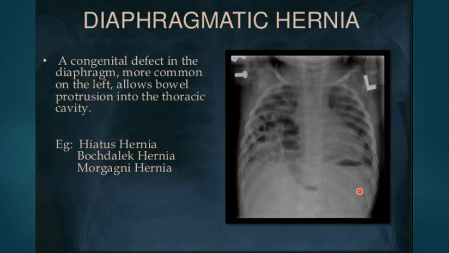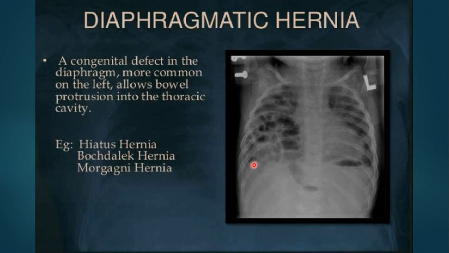What do we mean by diaphragmatic hernia? Diaphragmatic hernia is a congenital defect in the diaphragm. It's more common on the left side. In this defect, there is a hole, an opening in the hemidiaphragm that will allow the bowel to protrude from the abdomen through the defect into the thoracic cavity. Bowel will pass through a defect in the diaphragm into the thoracic cavity.